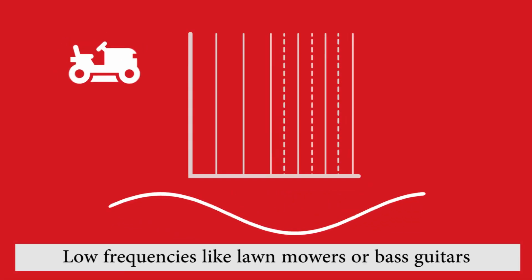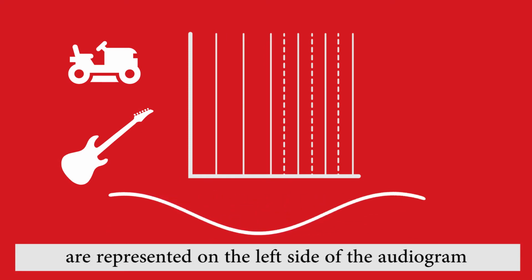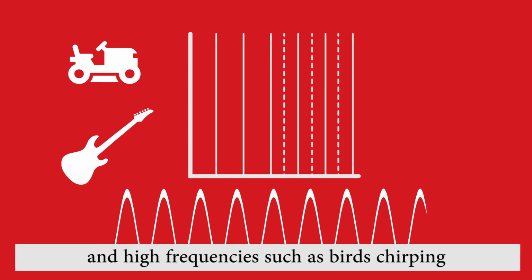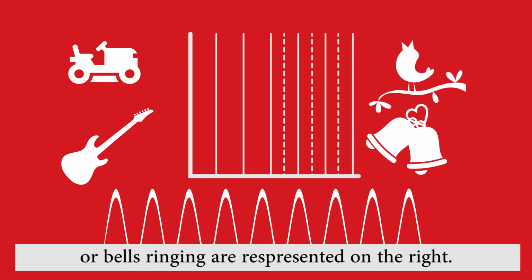Low frequencies like lawnmowers and bass guitars are represented on the left side of the audiogram, and high frequencies such as birds chirping or bells ringing are represented on the right.